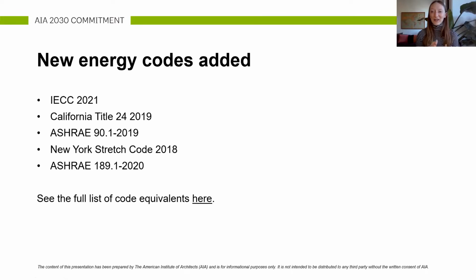And speaking of energy codes, it sounds like we have some folks who would be interested in adding some new ones here. Please do always feel free to recommend ones that would be useful to you. And we do our best to update those iteratively. We have added for this reporting season IECC 2021, as well as these 4 ASHRAE, New York and California energy codes as well. A full list of code equivalents is available on our DDX help pages as well.